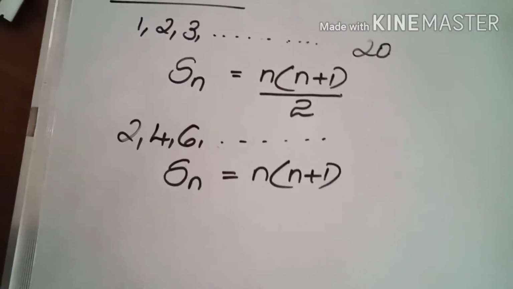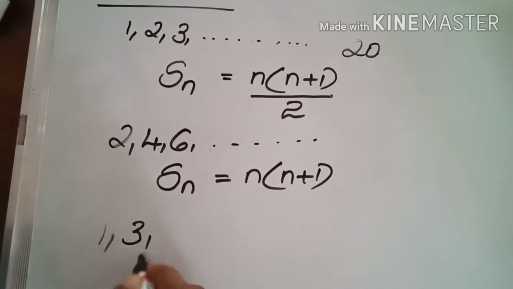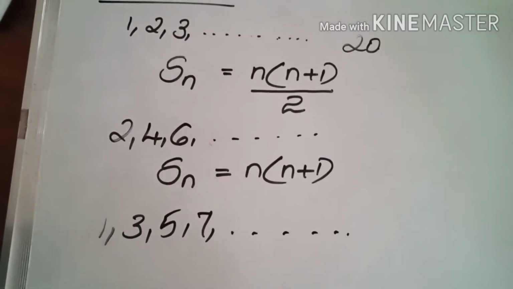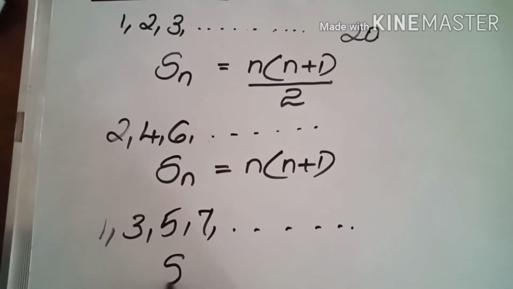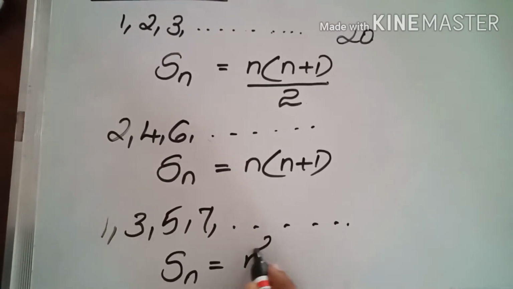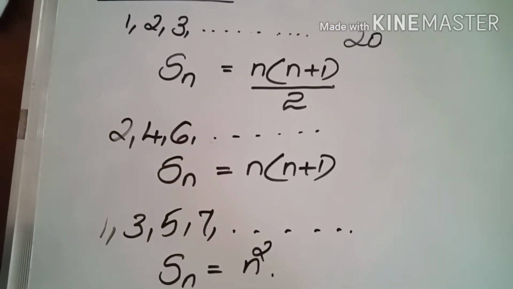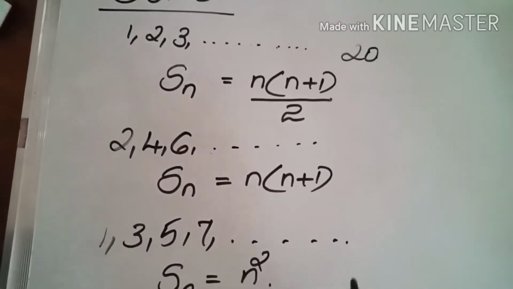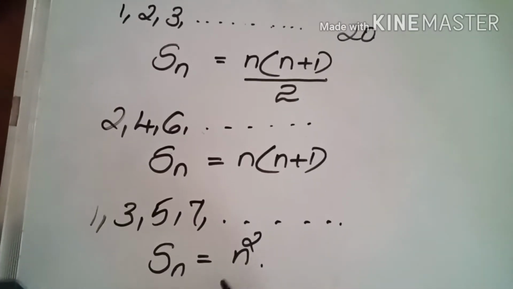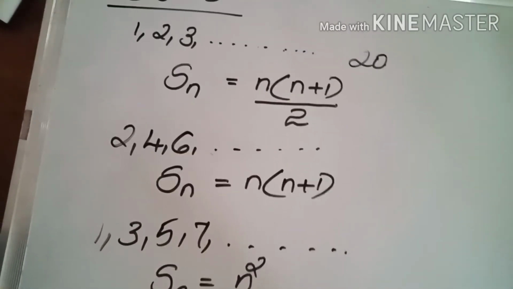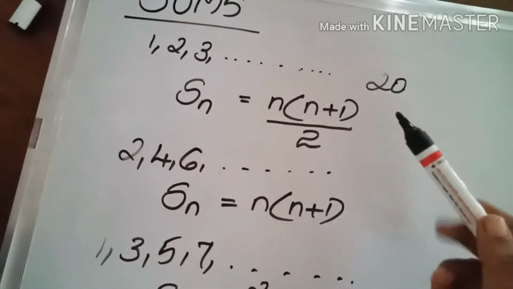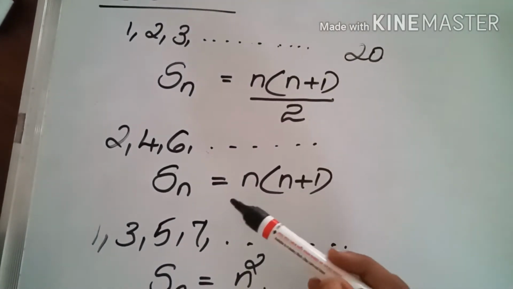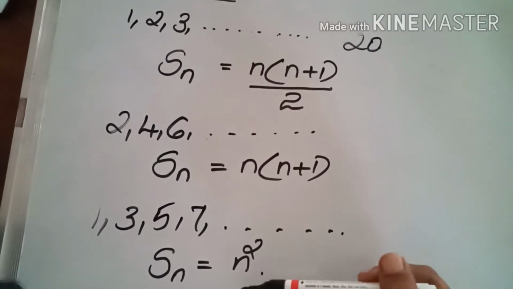Next, let's consider odd numbers, that is 1, 3, 5, 7, etc. If it is odd numbers, then the equation is Sn = n². If it is 20 terms, then the sum will be 20². If it is the sum of the first 10 odd numbers, then Sn = 10², like that. So these three are the equations to find: first the sum of n natural numbers, next the sum of n even numbers, then the sum of odd numbers.